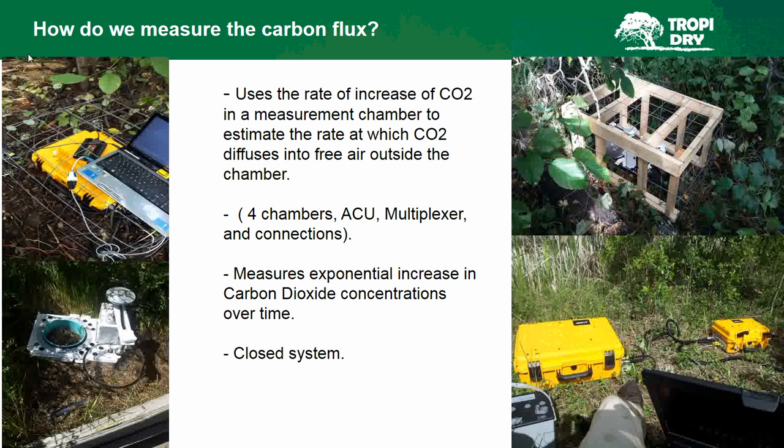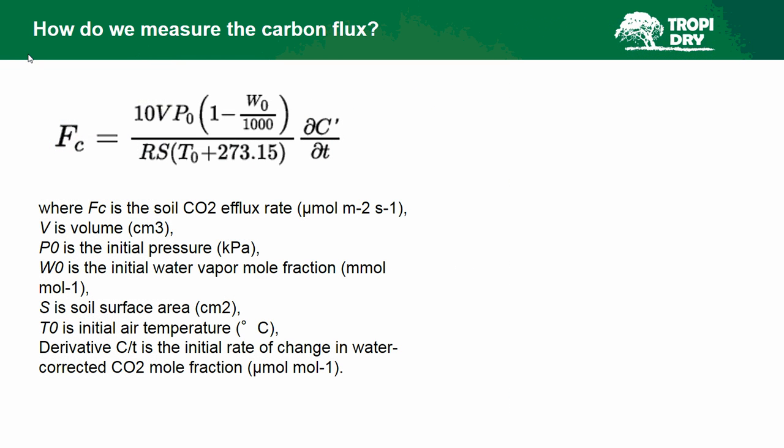And in a nutshell, it measures exponential increase in carbon dioxide over time, and it's a closed system. This is the formula that the LI-8100 implements, and Fc is the soil CO2 efflux rate in micromoles per meter squared per second. V is the volume in centimeters cubed.